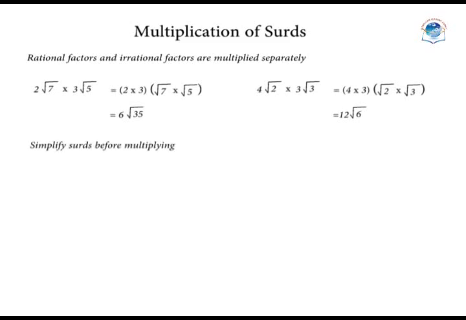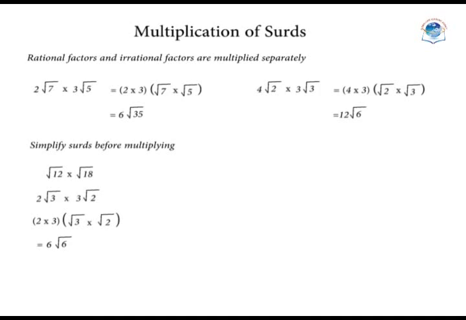Always simplify the surds before multiplication. For example, root 12 times root 18. Root 12 is the same as root 3 times root 4, which gives us 2 root 3. Root 18 is the same as root 9 times root 2, which gives us 3 root 2. And so we multiply 2 root 3 times 3 root 2, and we shall have 2 times 3 times root 3 times root 2, giving us 6 root 6.